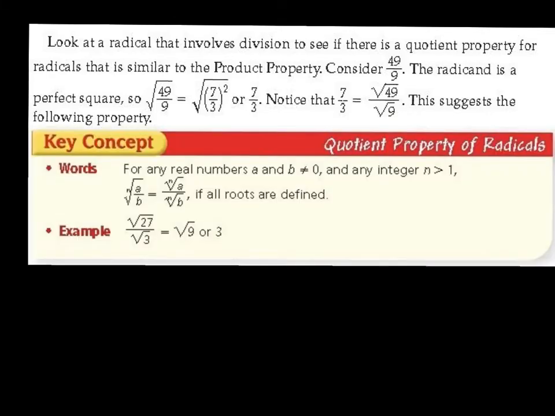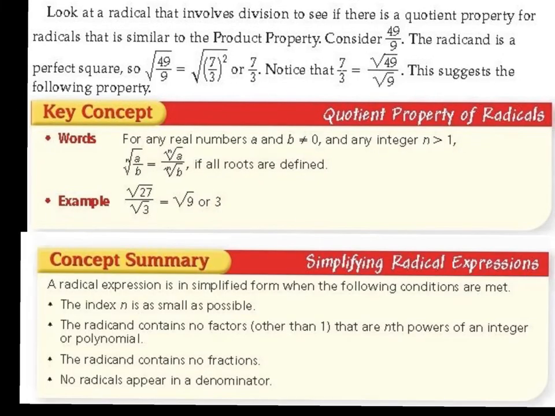For any real numbers a and b, where b does not equal 0, and any integer n greater than 1, the nth root of a over b equals the nth root of a over the nth root of b if all roots are defined. For example, the square root of 27 over the square root of 3 equals the square root of 9, which is 3. A radical expression is in simplified form when the following conditions are met.